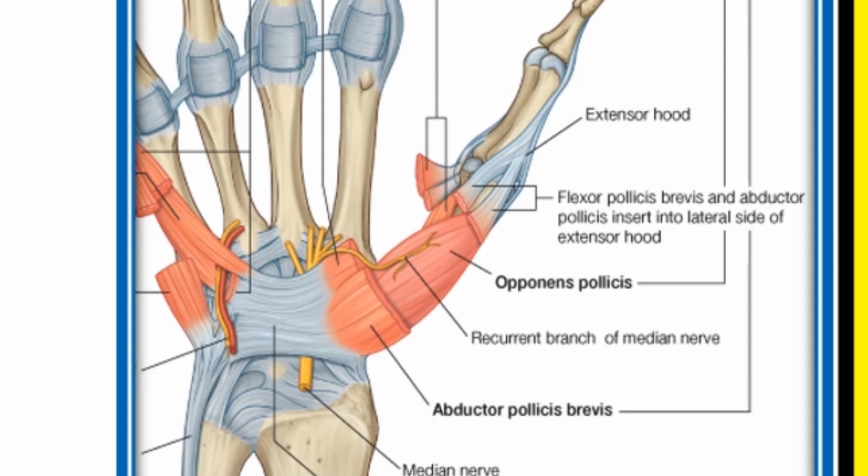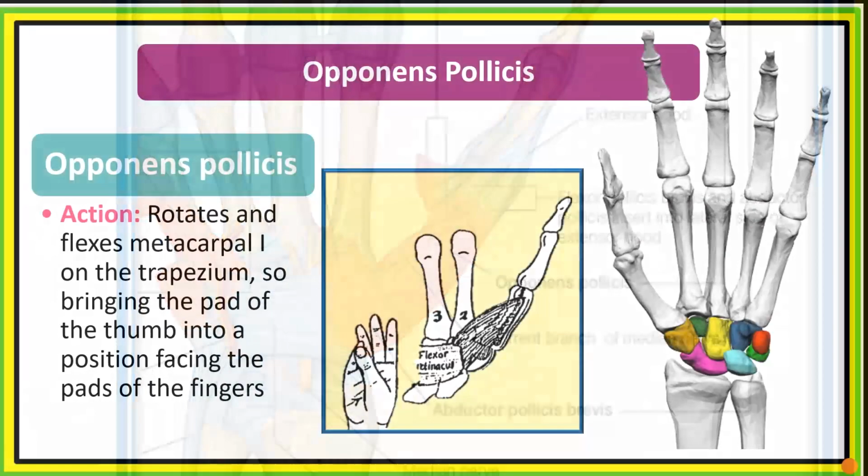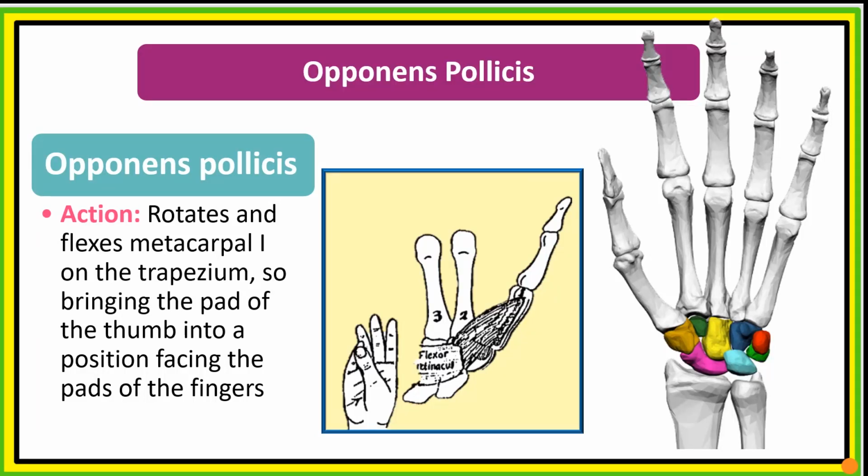This muscle has its insertion on the lateral half of the anterior surface of the first metacarpal bone. So it picks origin from the carpal bones and partly the flexor retinaculum, and then inserts on the base of the first metacarpal. The action of the opponens pollicis is to rotate and flex metacarpal 1 on the trapezium. This will lead to bringing of the pad of the thumb into a position facing the pad of the finger, a condition known as opposition, and this is opposition.